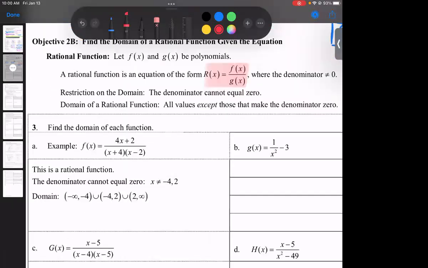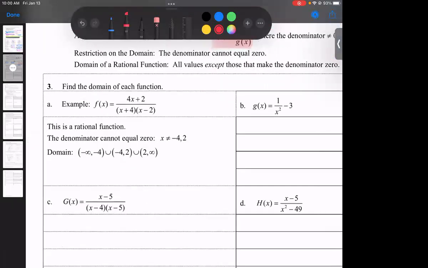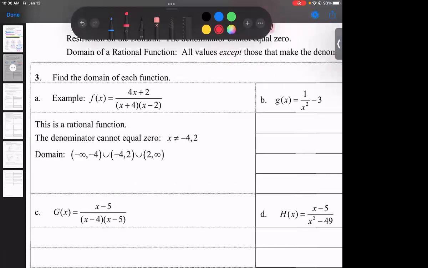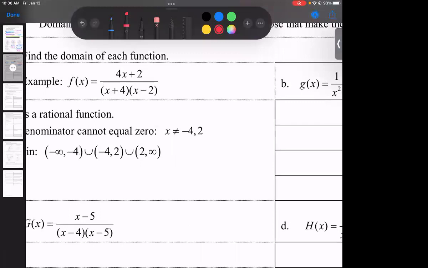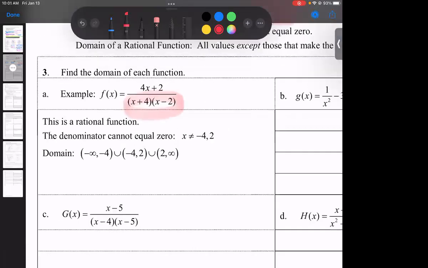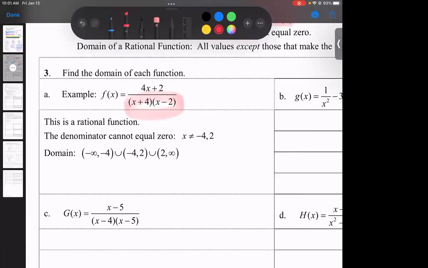So for example, take a look at example A. I want to find the domain of f of x equals 4x plus 2 over (x plus 4)(x minus 2). All you have to do is set the denominator equal to 0, and then at the end you say it cannot be 0. And then from there you come up with your interval notation.